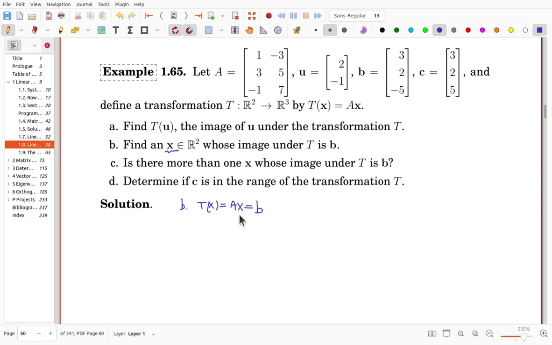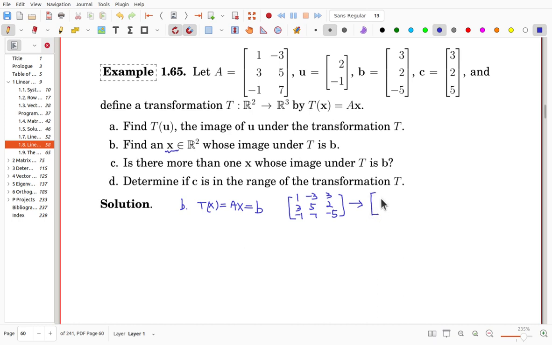How? We may start with the augmented matrix. Here, the first column of A is 1, 3, minus 1. The second column is minus 3, 5, 7. And the right side b is 3, 2, minus 5. That is the augmented matrix, and we apply elementary row operations.